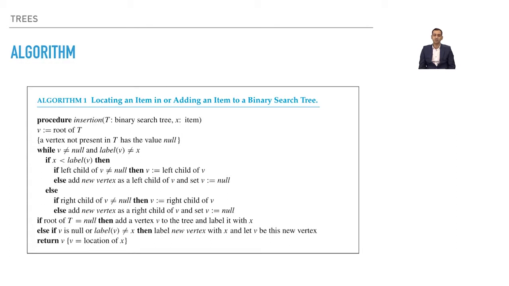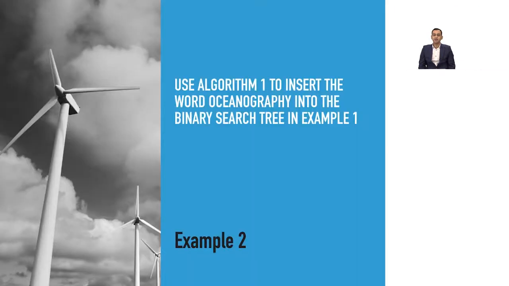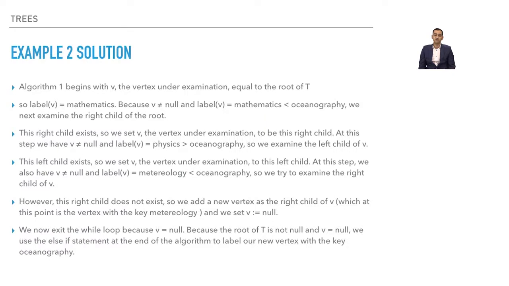Example 2 illustrates the use of algorithm 1 to insert a new item into a binary search tree. Use algorithm 1 to insert the word oceanography into the binary search tree in example 1. Algorithm 1 begins with v, the vertex under examination, equal to the root of T. So label of v equals mathematics. Because v is not equal to null, and label of v, mathematics, is less than oceanography, we next examine the right child of the root. The right child exists, so we set v, the vertex under examination, to be this right child.